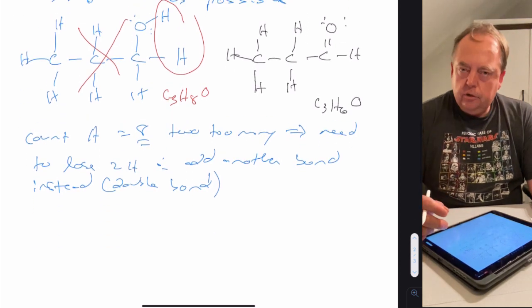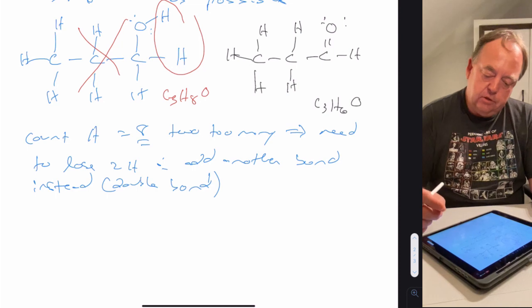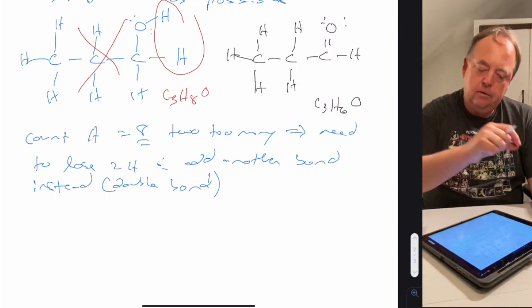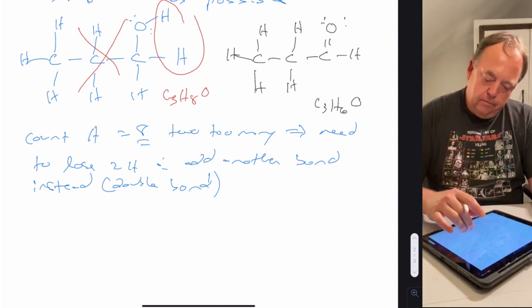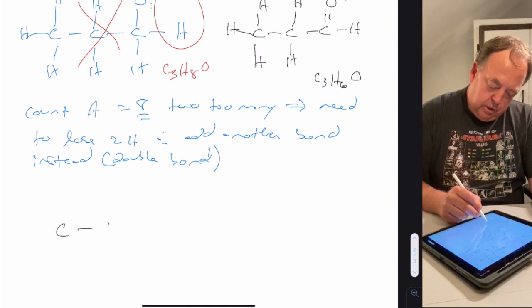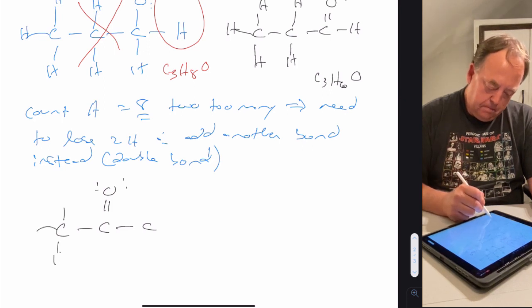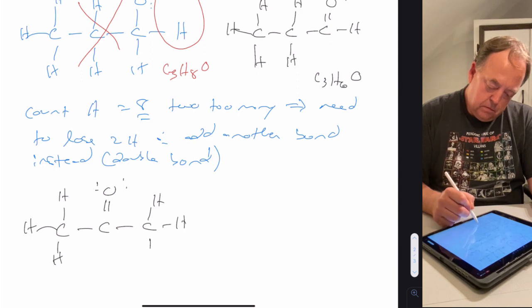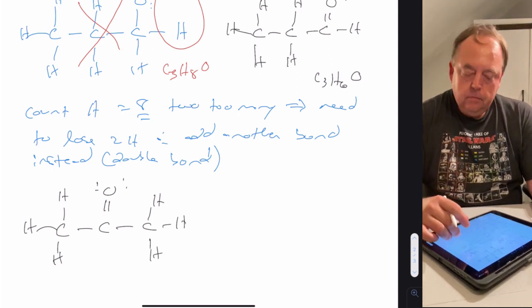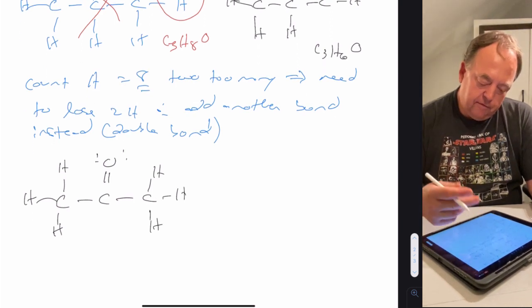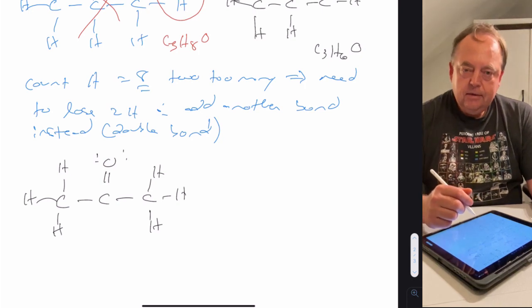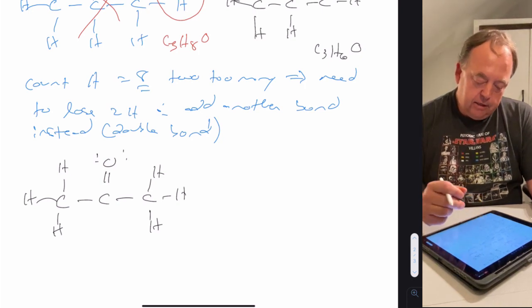Okay, so now if you want to draw other possibilities, what you could do is just slide the oxygen down. Instead of at the end, put it in the middle. So keep your carbon structure the same, and just put the double bond O in the middle instead. So that's a different molecule. Each carbon's got 4 bonds, oxygen's got 2, so everything's got an octet, hydrogen's got 1, that's a good molecule.